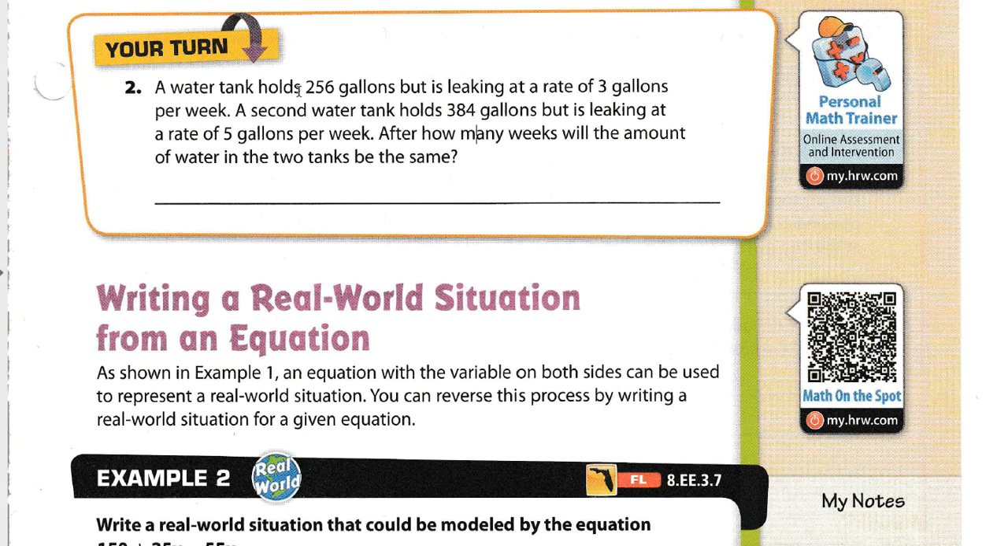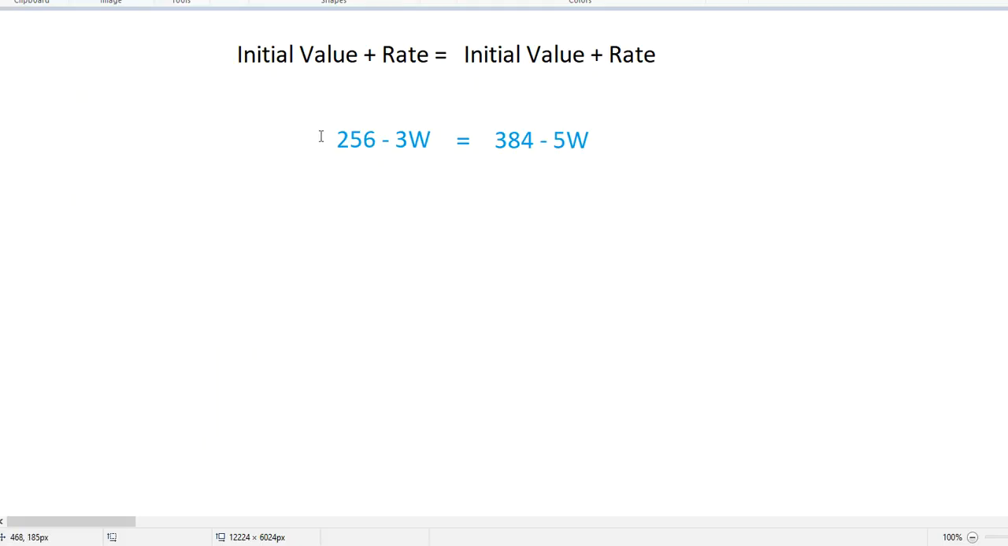All right, so we're looking at an initial value plus a rate, except that the rate is actually going to be a subtraction because it's leaking 3 gallons per week or leaking 5 gallons per week. So let's see what that looks like. Again, we have an initial value plus rate equals an initial value plus rate. Here's the data we're plugging in: 256 minus 3W. That's 256 gallons minus 3 gallons per week times the number of weeks.